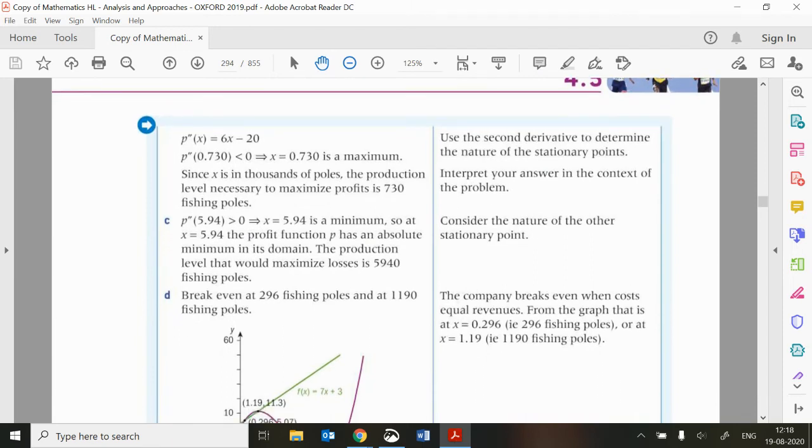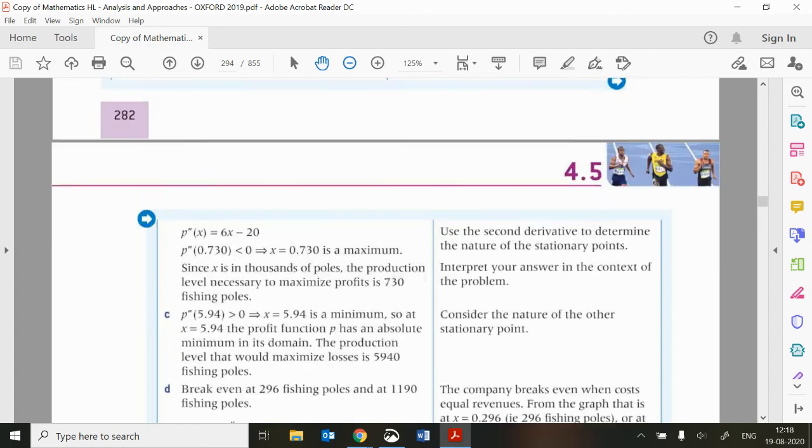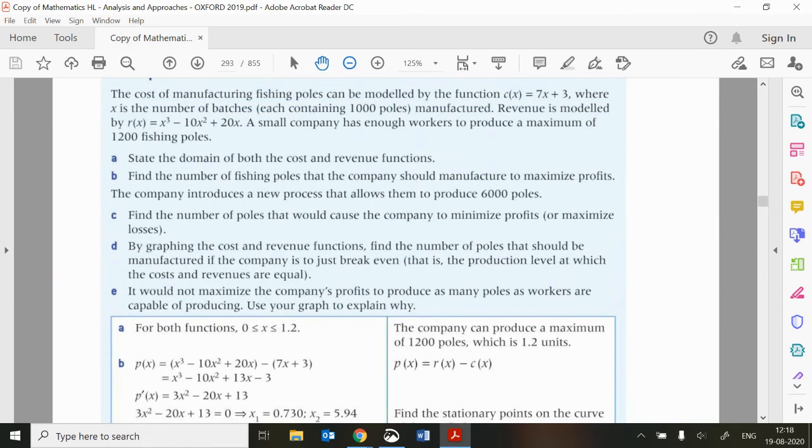So x is equal to 5.94. So at x is 5.94, the profit is at an absolute minimum in its domain. The production level that would maximize losses is 5940. Oh, sorry, I've misread the question, haven't I? Because it says find the number of poles that would cause the company to minimize profits.